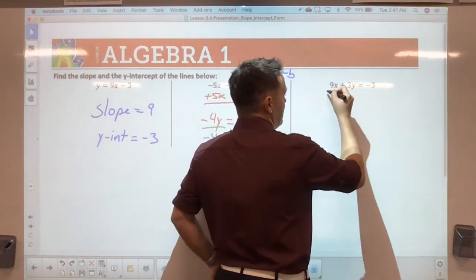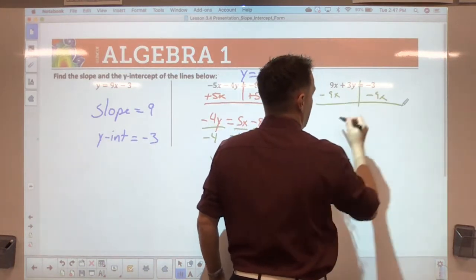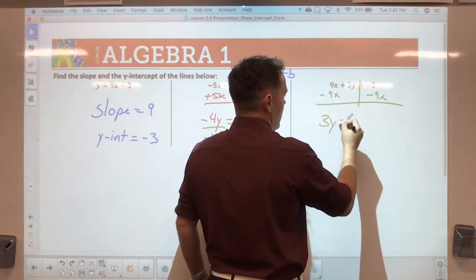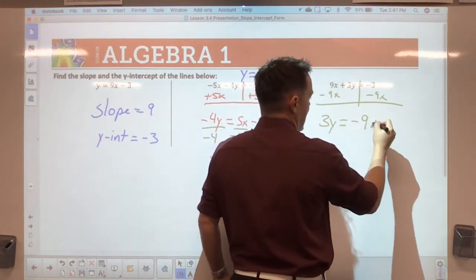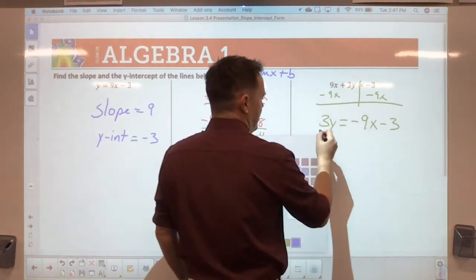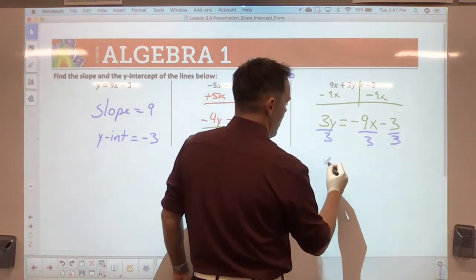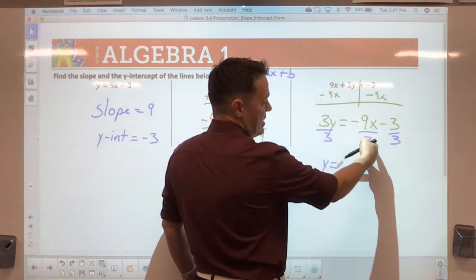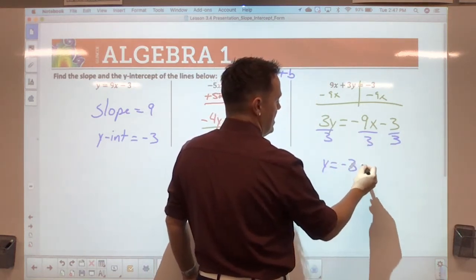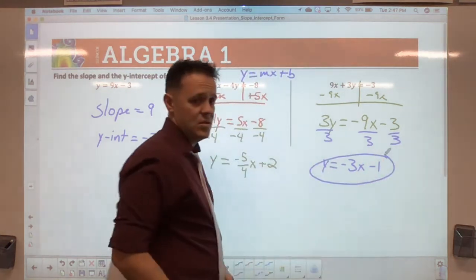The other one here, same thing. Negative 9x, you subtract that right out the gate. So you have 3y equals negative 9x minus 3. Now you divide by 3. You have y equals negative 9 divided by 3 is a negative 3x, and then a minus 1. There's your answer there.